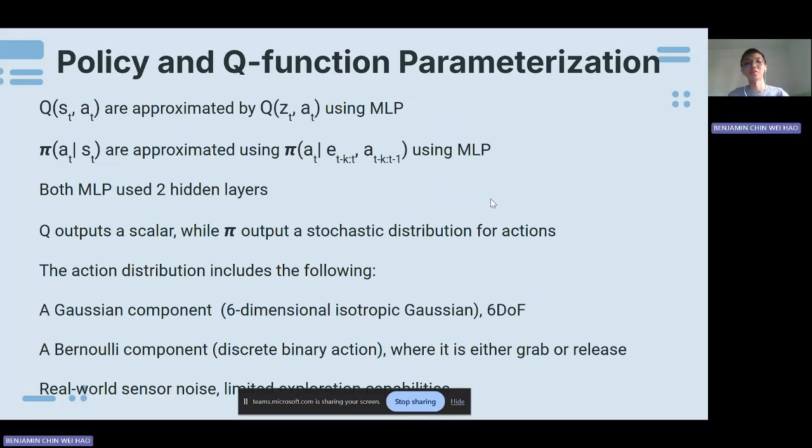The action distribution includes the following: a Gaussian component, which is a 6-dimensional isotropic Gaussian, representing 6 degrees of freedom for the robotic arm, which is 6 axis, and a Bernoulli component with discrete binary action, which represents either grab or release. Two of the challenges were dual sensor noise due to the noisy environment, and limited exploration capabilities, although an entropy bonus is used to encourage exploration.